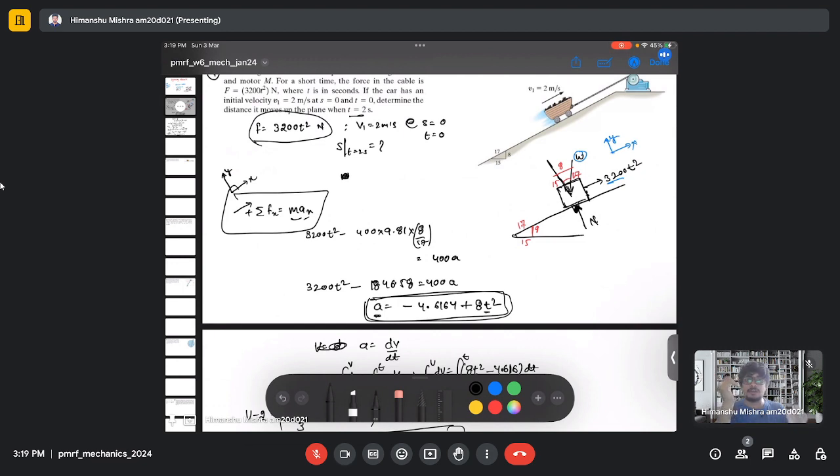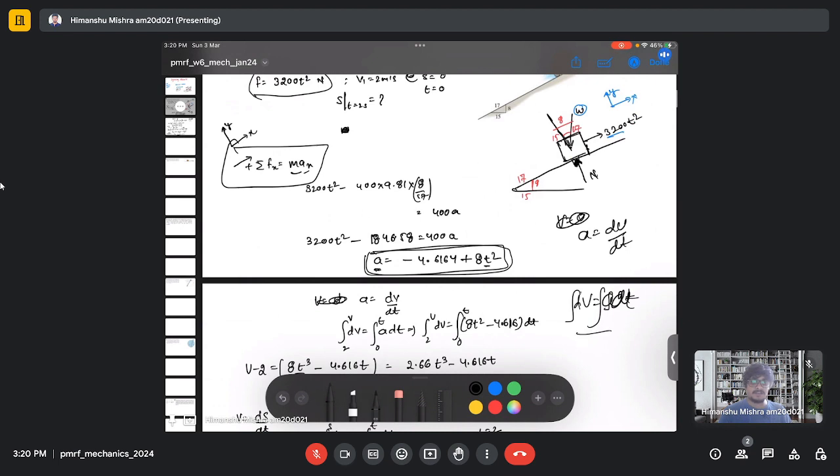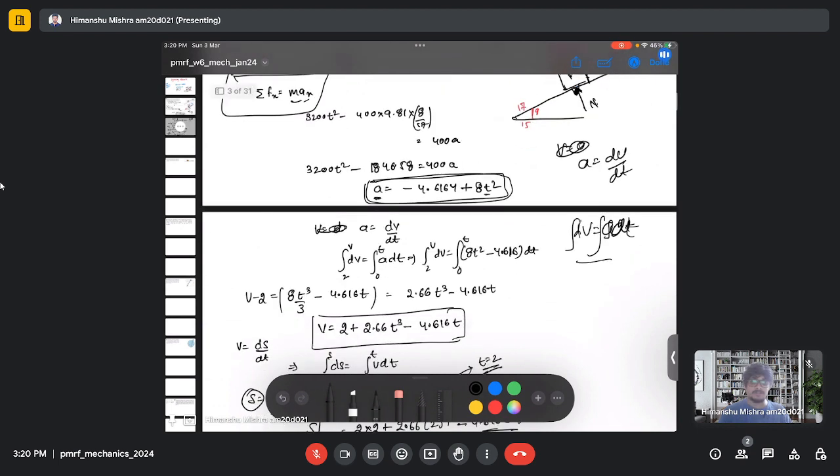Now, in order to calculate the distance, what we did, actually we first calculate the velocity, which is given as, in terms of acceleration and time. And to find the velocity, we need to integrate this expression. Then once we get the velocity expression, we again integrate in order to calculate the distance.